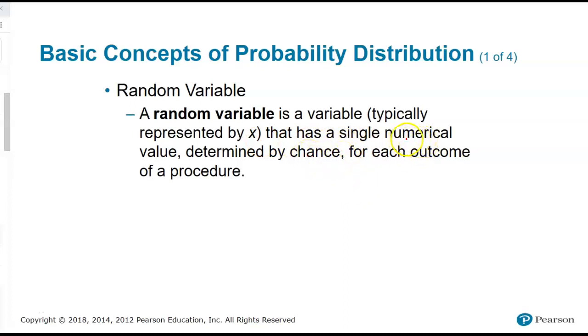They do need to be numerical. So our outcomes couldn't be something like Democrat, Republican, and Independent. They need to be numerical in nature.